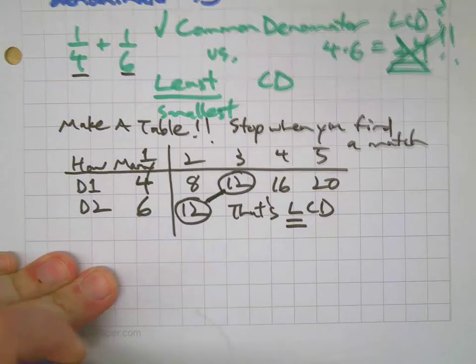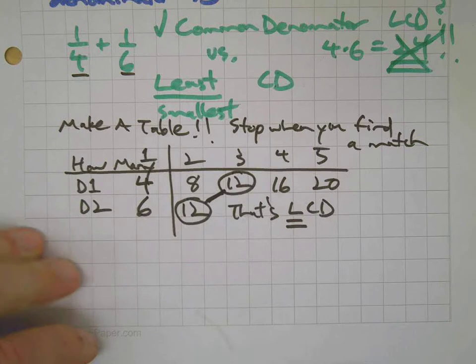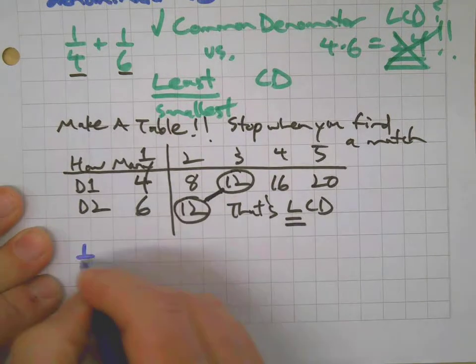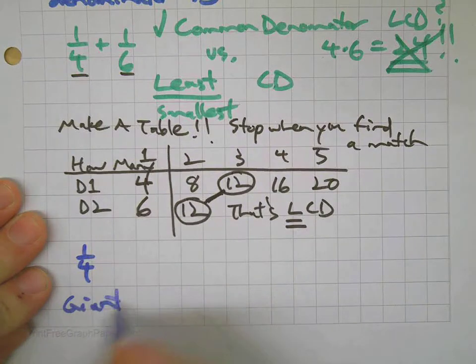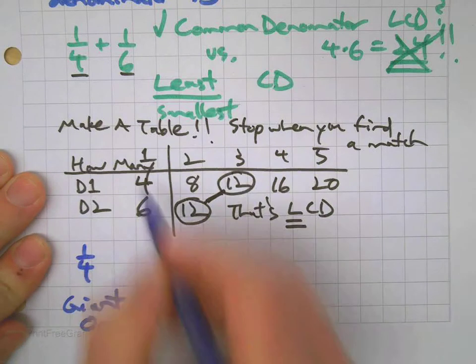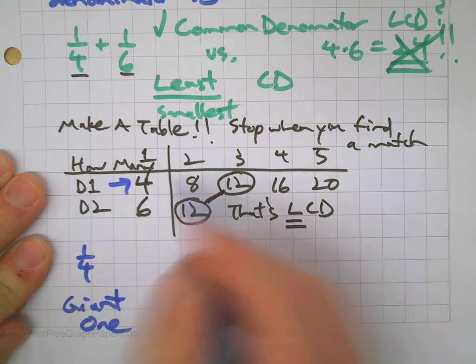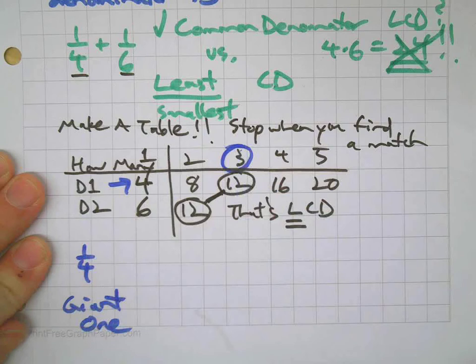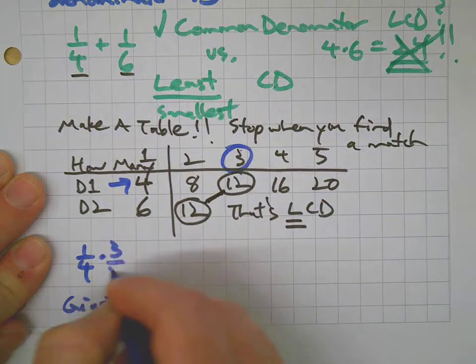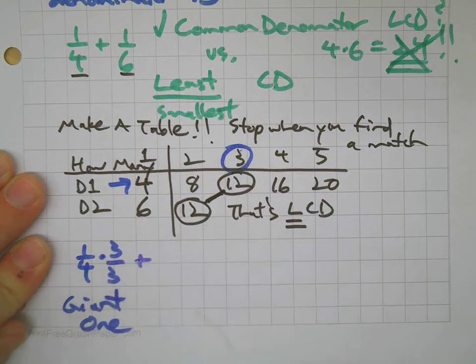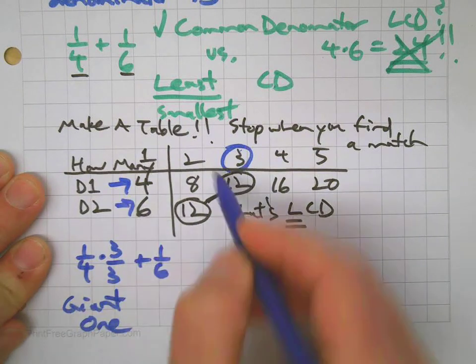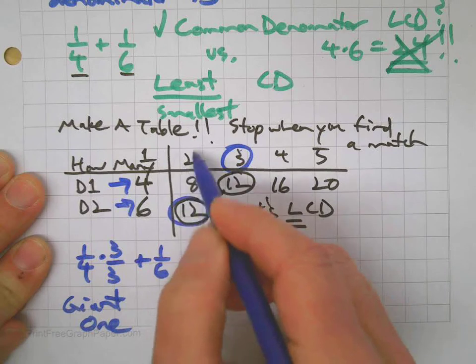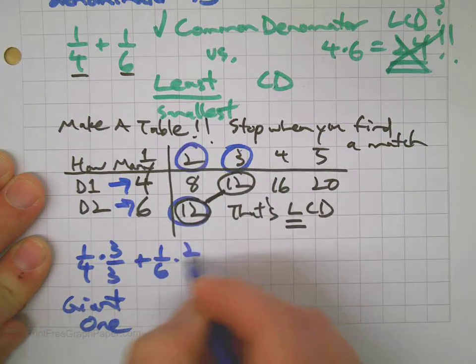Once you find that common denominator, we need to go back and add those fractions. So 1/4. We're going to use what's called a giant 1. You might call it something else, a multiplier. For the 4s, how many did it take? 1, 2, 3. It took 3 of them, right? And for the 6, how many of those did it take? It took 2 of those.